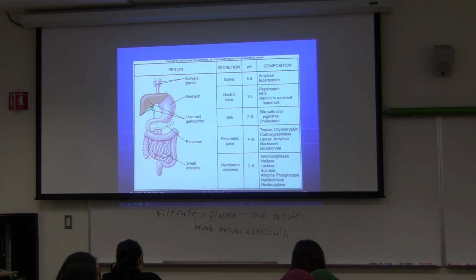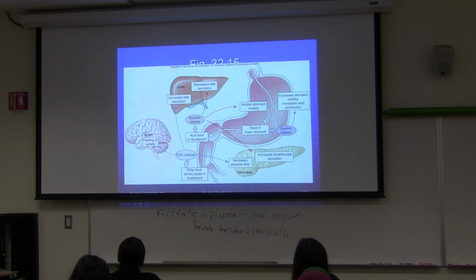Alkaline phosphatase, I'm not too crazy about it. Nucleotidase, yes, I'm not too crazy about it. And nucleosidase, I'm not too crazy about these. But these are the ones, and plus you can find lipase and protease in the brush border as well. Okay, normally.